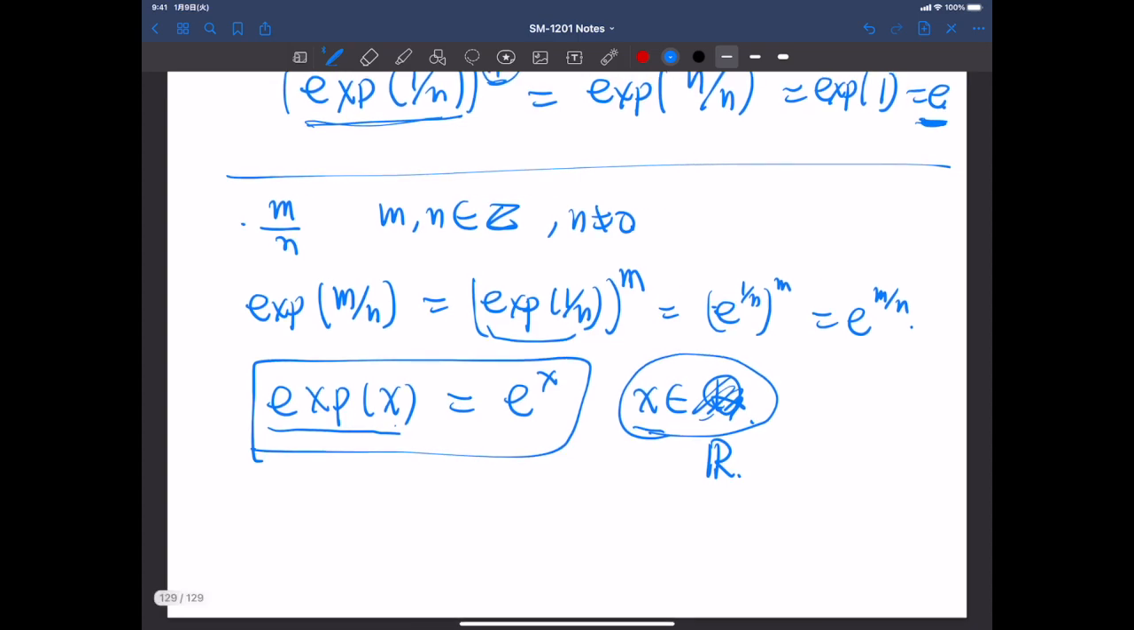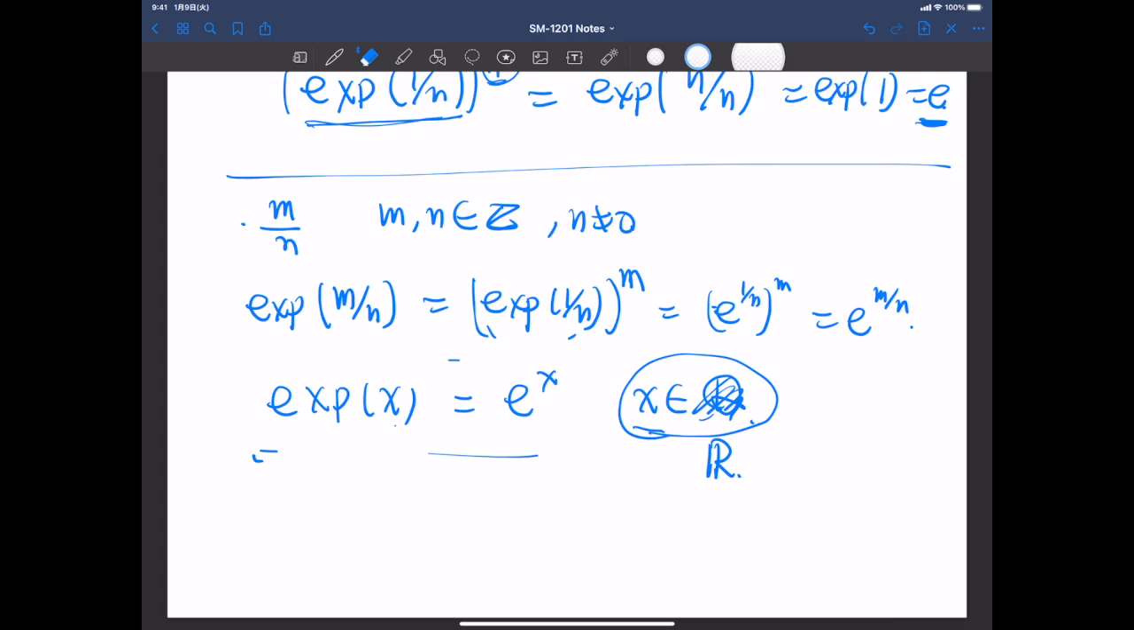So that can be done by considering the fact that this function exp of x is continuous. We've seen this is continuous. And any real number can be approximated by rational numbers to any degree of precision. So from this, we conclude that this function, the inverse function of logarithm, is indeed the exponential function with the base of e.